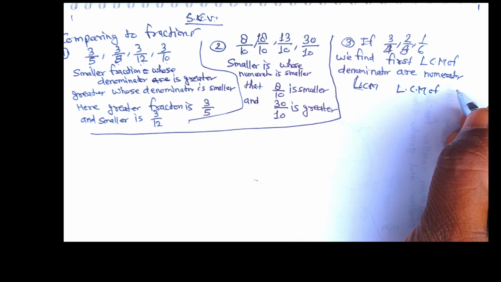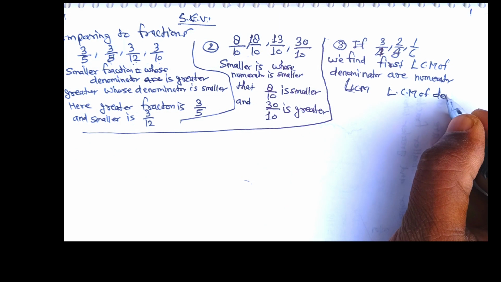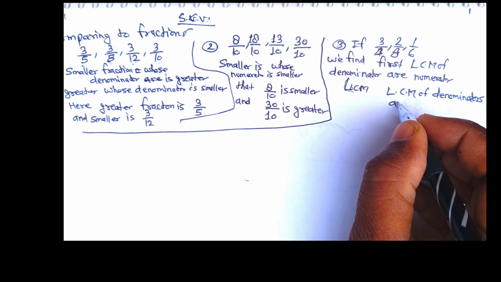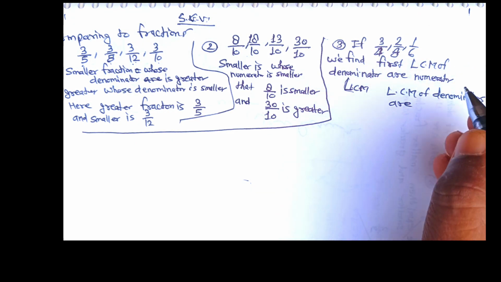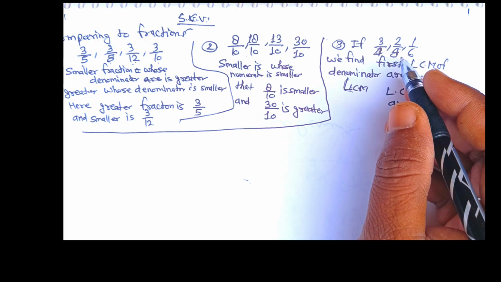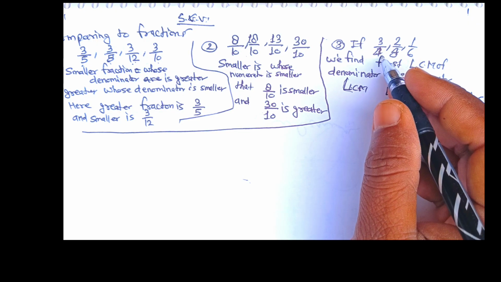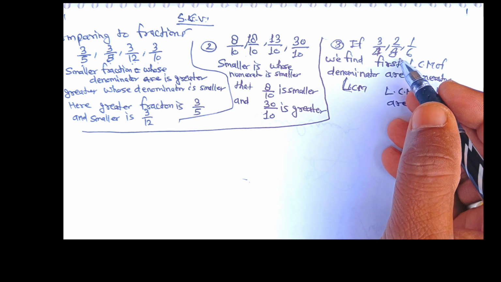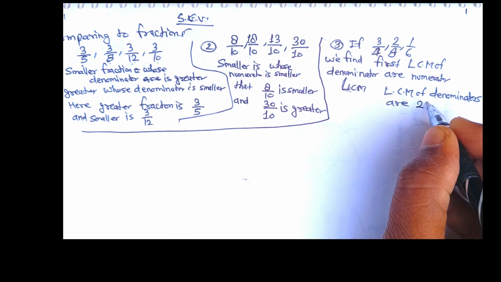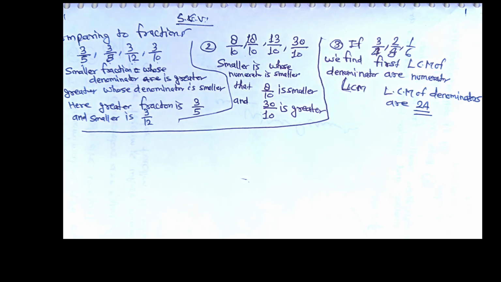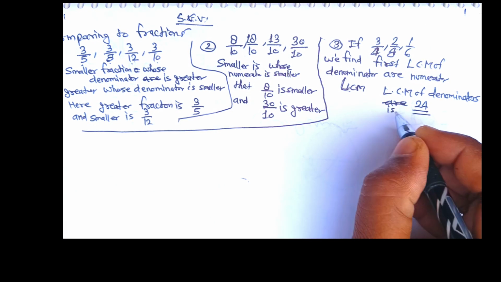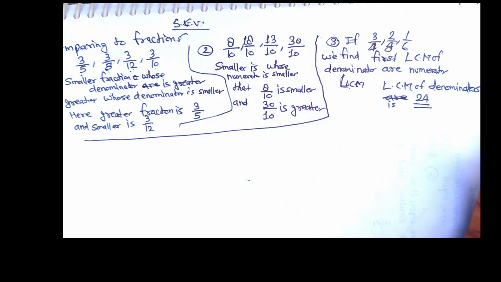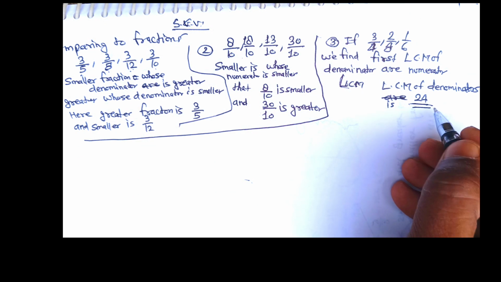LCM of denominators 4, 8, 6 is 24. Sorry, it is 24. We will create other videos for finding LCMs.